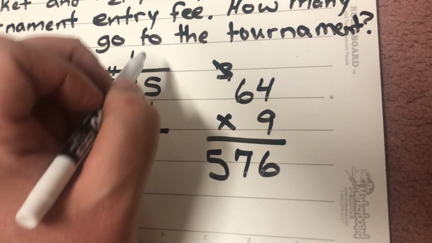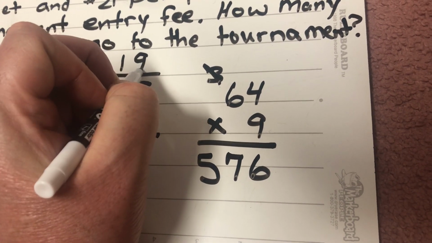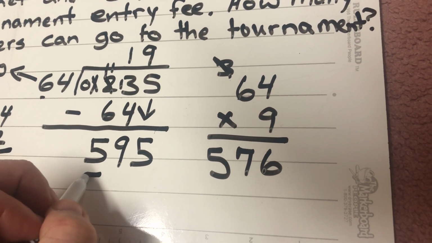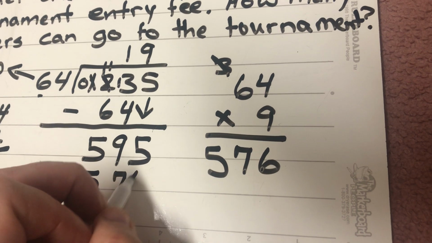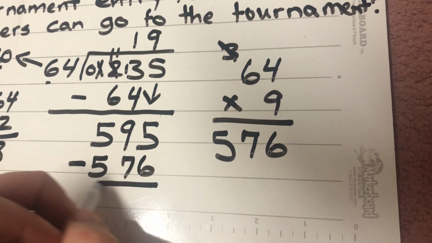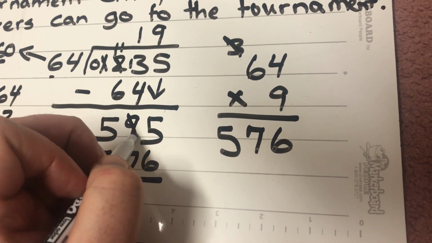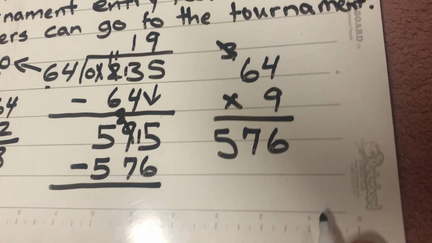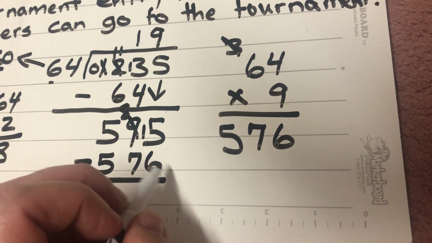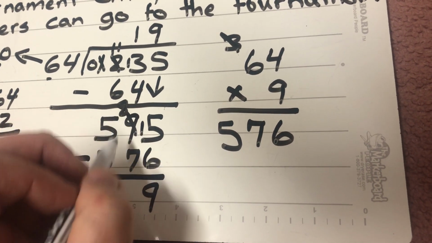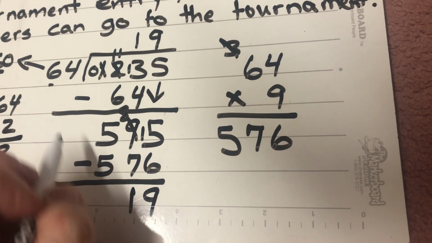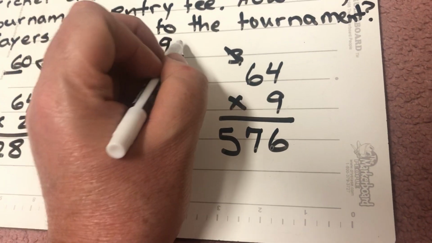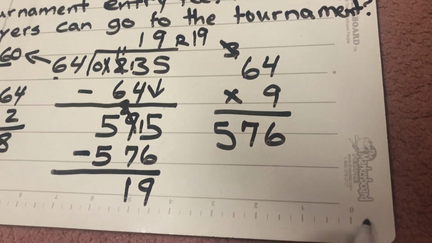So I'm feeling pretty good about that. I'm going to go ahead and put the 9 there. The 9 times 64, we've already established, is 576. When I go ahead and subtract those, I borrow from the 9. I make it an 8. I make that 5 a 15. 15 minus 6 is 9. 8 minus 7 is 1. 5 minus 5 is 0. So I end up with 19, remainder 19.